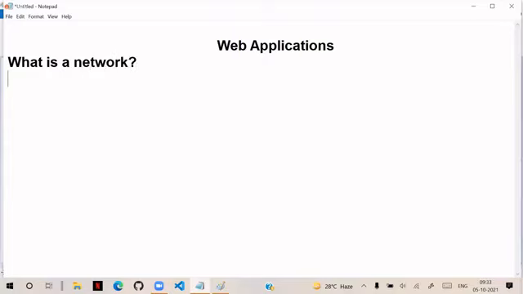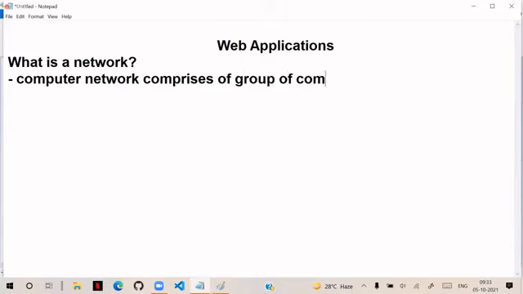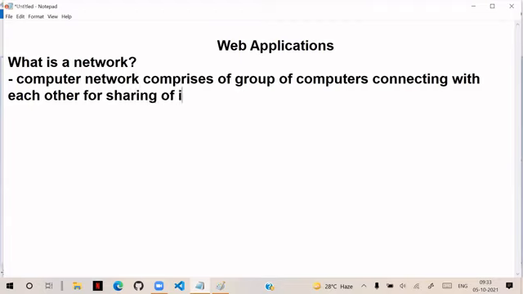So before starting with web, we need to first know what is a network. I hope many people know a computer network. A computer network comprises a group of computers connected with each other for sharing of information and devices.